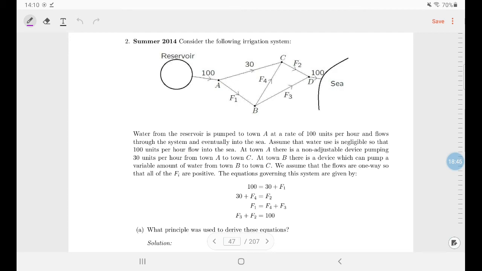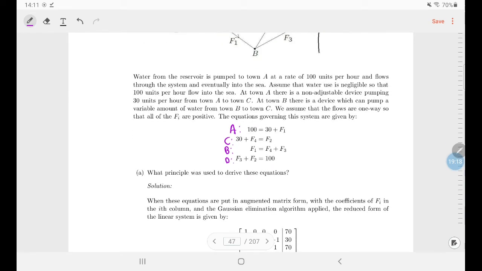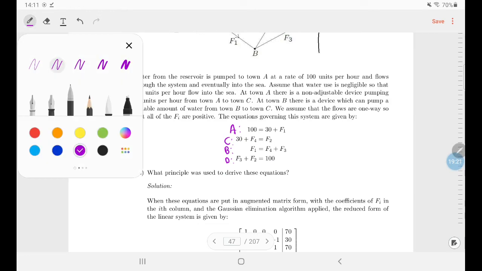So if you look at the first one, it comes from junction A: 100 in, 30 plus F1 out. Then this is junction C, so you get 30 in, and F4 and F2 come out. The second last one is junction B. We have F1 in, F3 plus F4 out, and finally F3 and F2 combine at junction D to give you the 100 out. And what principle is used to derive these equations? Simple. Flow in equals flow out.